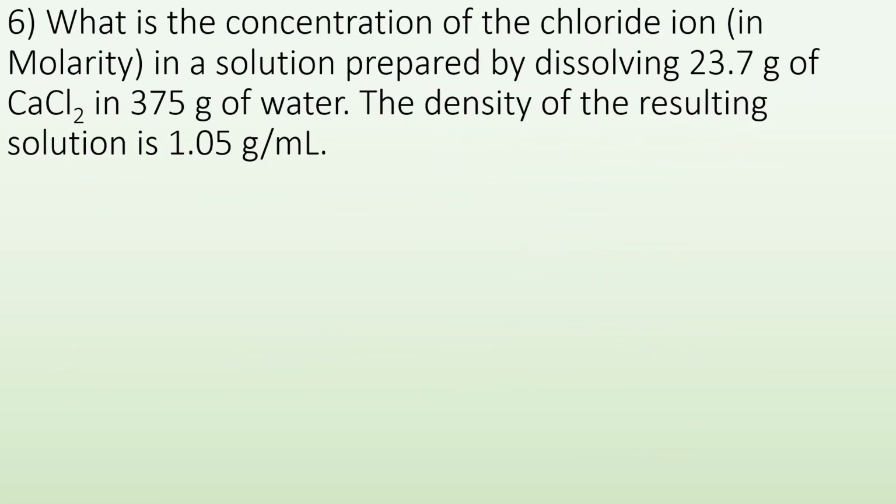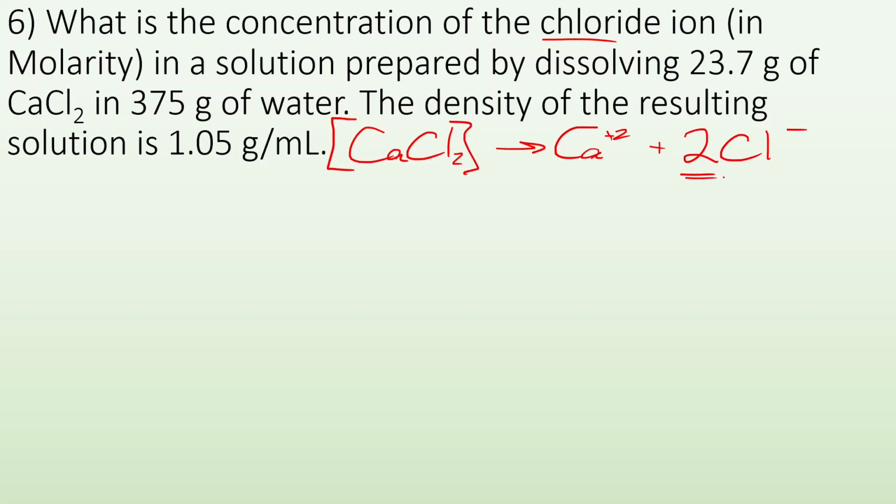All right, number 6. What is the concentration of the chloride ion in molarity in a solution prepared by dissolving 23.7 grams of calcium chloride in 375 grams of water? The density of the resulting solution is 1.05 grams per milliliter. So similar problem. They want the concentration of the chloride ion. So let's start there. I got calcium chloride going to break up into the Ca2+ and 2 chloride ions. So I'm going to need to double whatever my concentration is of CaCl2, because I get twice as many chloride ions for every CaCl2.